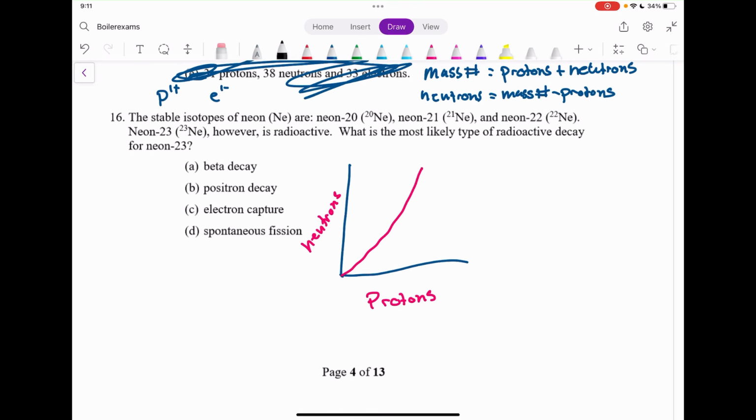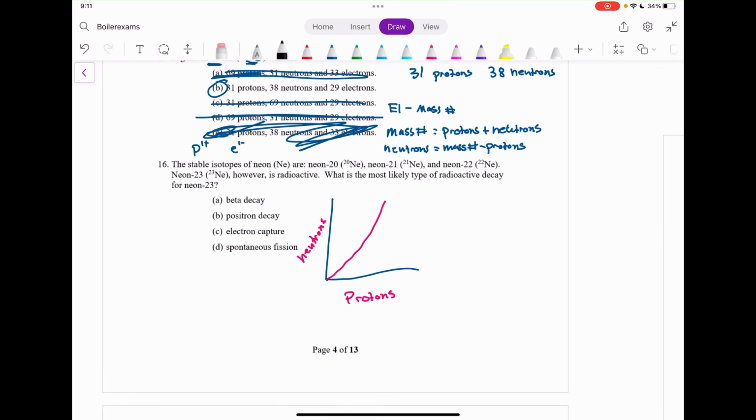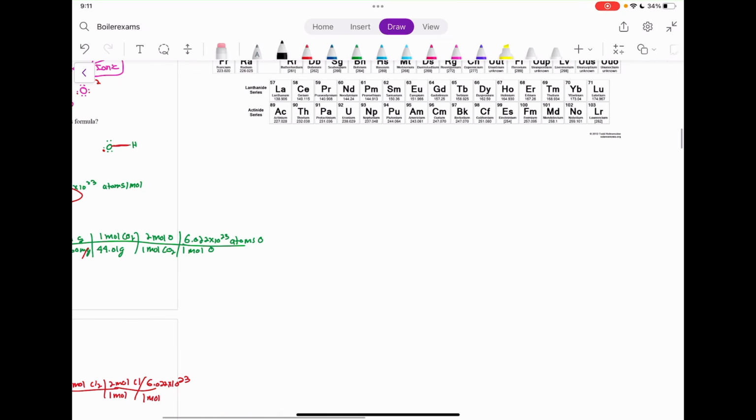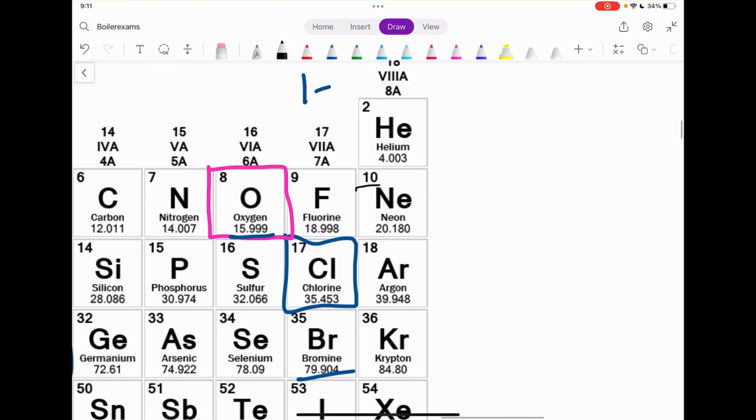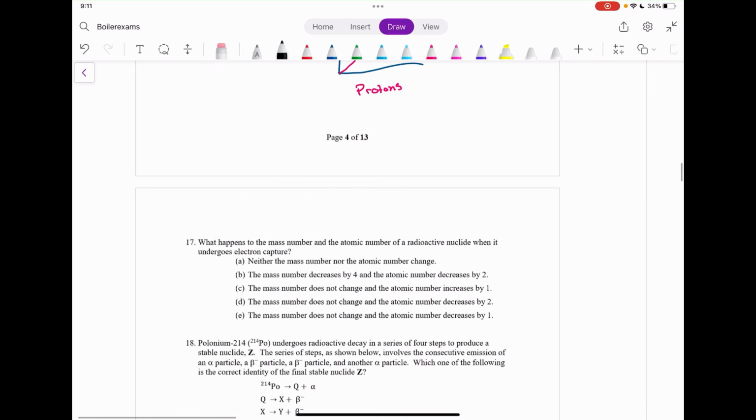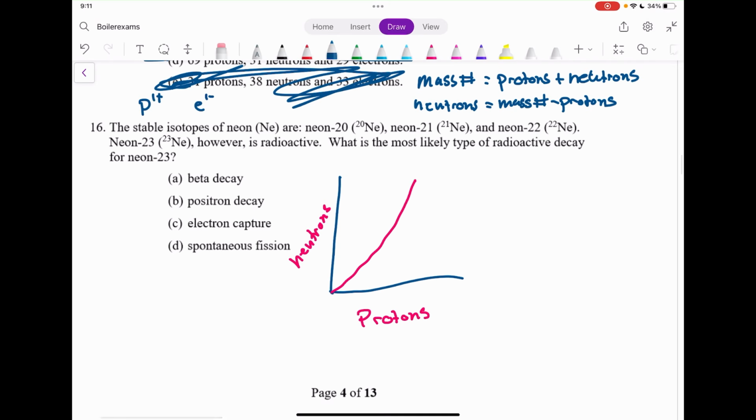Let's figure out how many protons neon has. That would be useful to know. 10. Okay. So, neon-20 is 10 neutrons, 10 protons. And then we got 21, which is 11 neutrons, and then neon-22, which is 12 neutrons. And these are all stable.